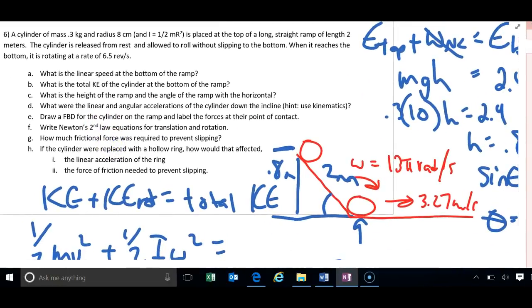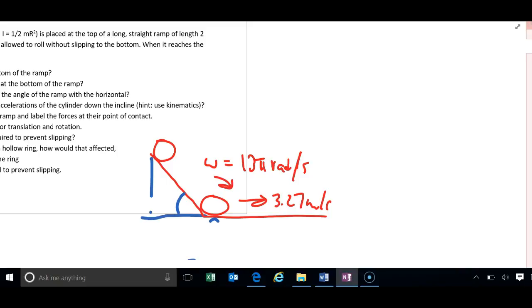Alright, the next one. What were the linear and angular accelerations of the cylinder down the incline? Well, this one cheated and it gave you a hint and it said use kinematics. So, let's clean up our work here. And whenever we do kinematics, we want to list all of our variables. So these two variables, I know omega final is 13 pi rads per second. Omega initial was 0. Other angular variables, I don't really have radians there, so I don't know that. So let's go to linear.